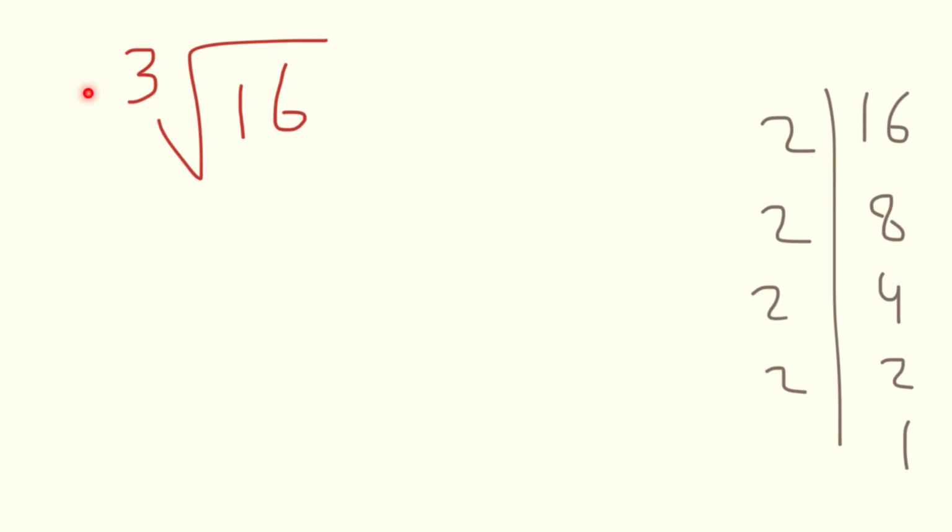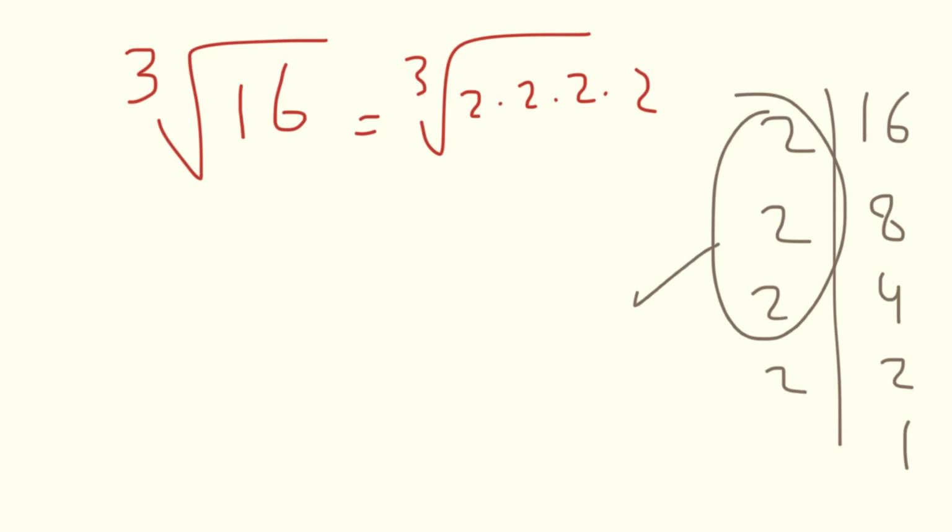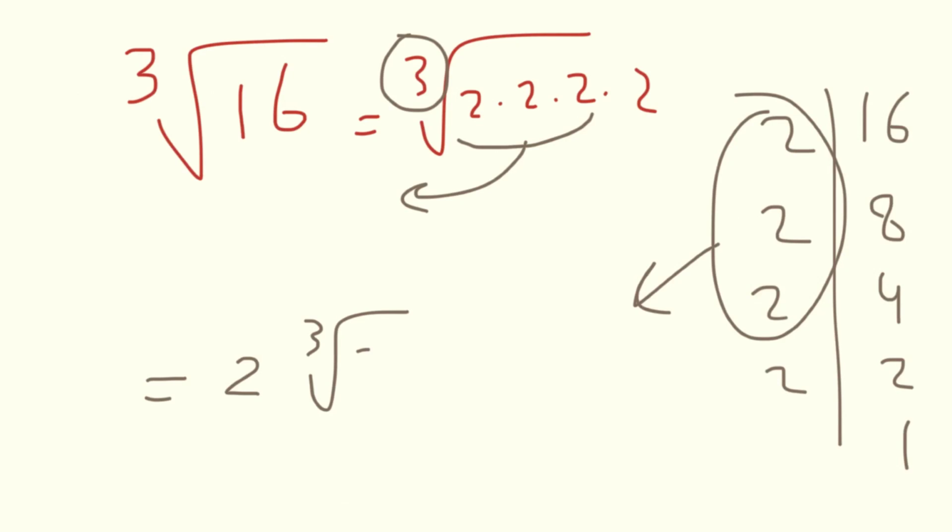Because this is the cubic root, let me just write the answer. This is the cubic root of 2 times 2 times 2 times 2. Anything that repeats inside 3 times, see that repeats 3 times, will come outside 1 time. It repeats 3 times because of this 3, and it will come outside only as 1 time. So the answer will be 2, the cubic root of 2.